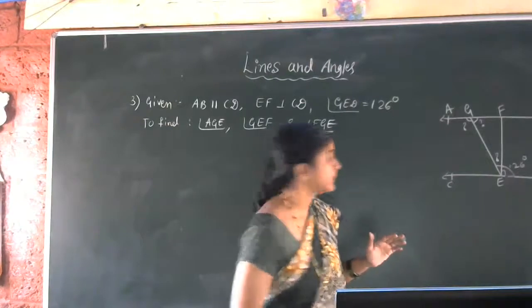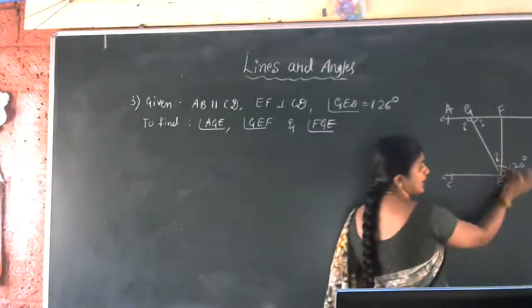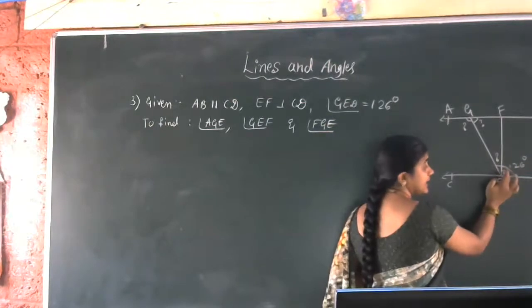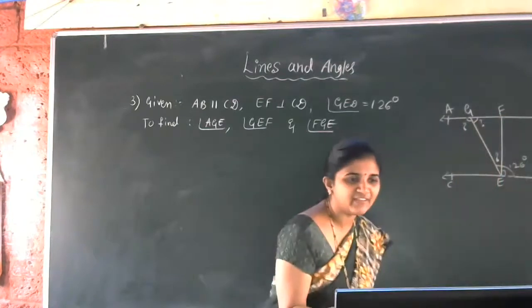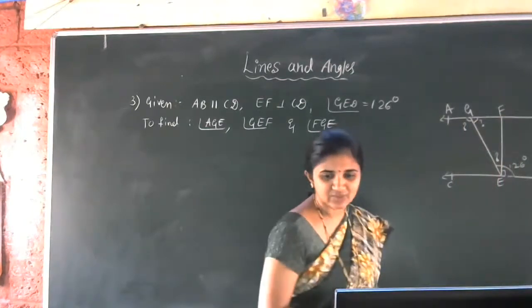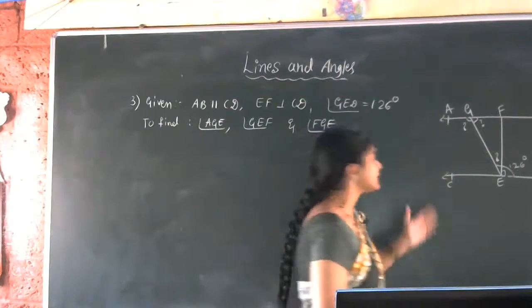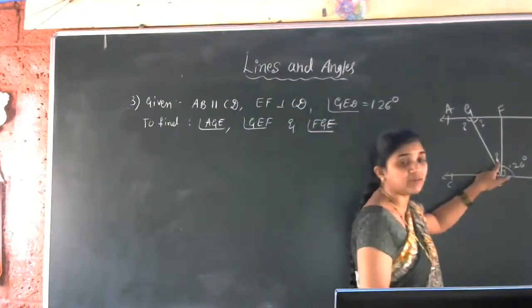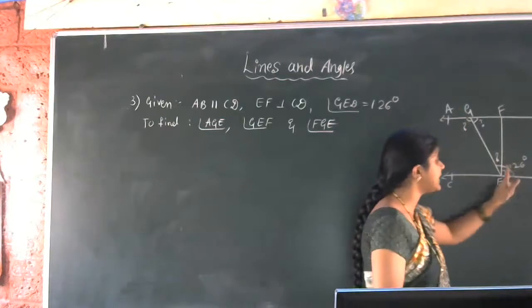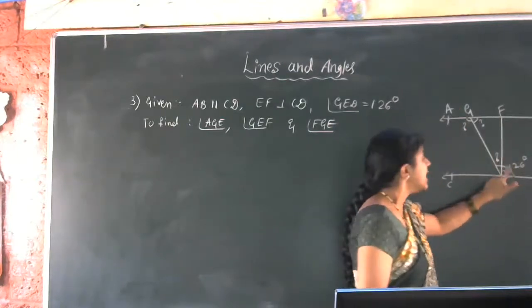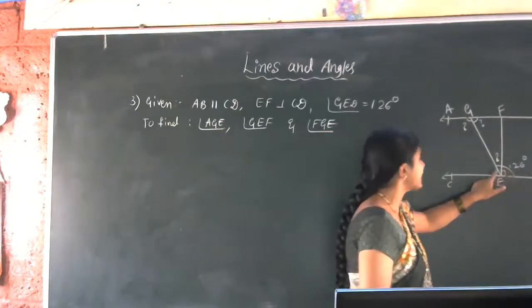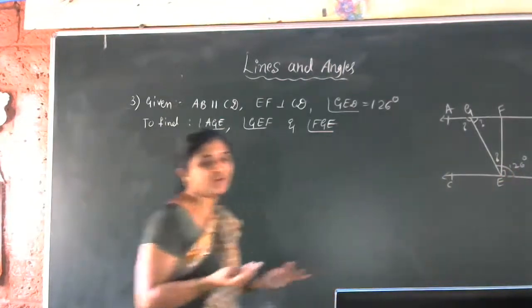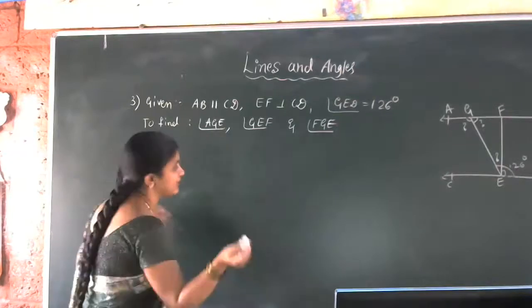See here, this total angle is 126 degrees, and this is 90 degrees. Can we find GEF first? GEF we can easily find, because total GED is 126 degrees, and in that, FED is 90 degrees. Then what is the value of GEF? 126 minus 90 degrees. Very good, students.